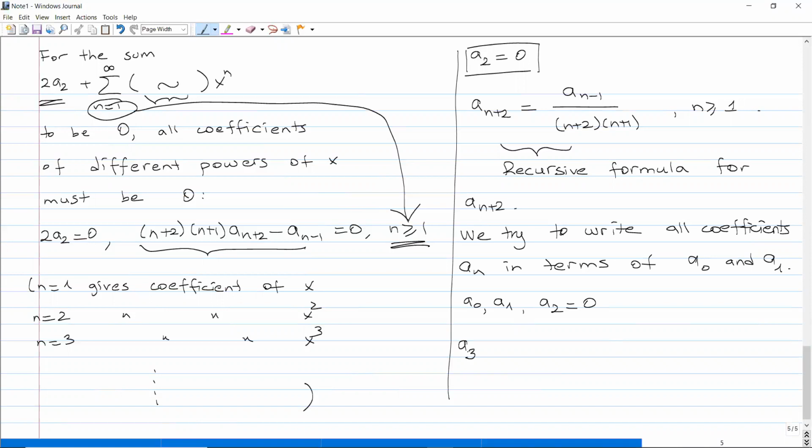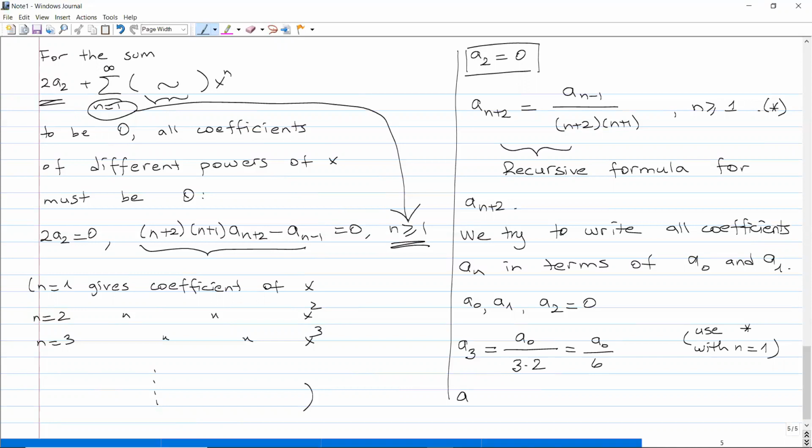Now, what about a3? So let me call this formula star. For a3, use star with n equals 1. The formula star is valid for n greater than or equal to 1 anyhow. So the first valid value is n equals 1. So n equals 1 gives on the left side a3. On the right side, we have a0 divided by 3 times 2. So a3 is a0 over 6.